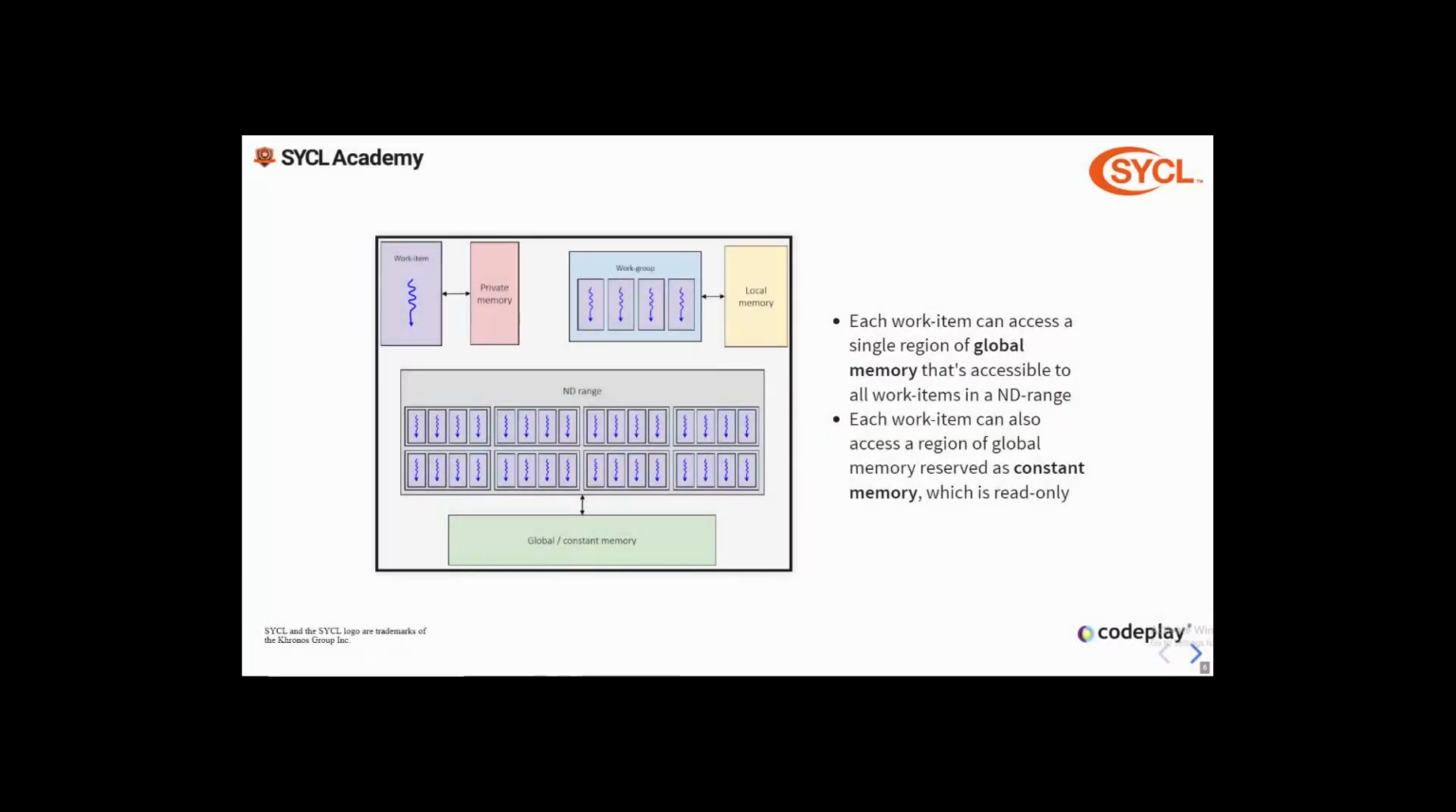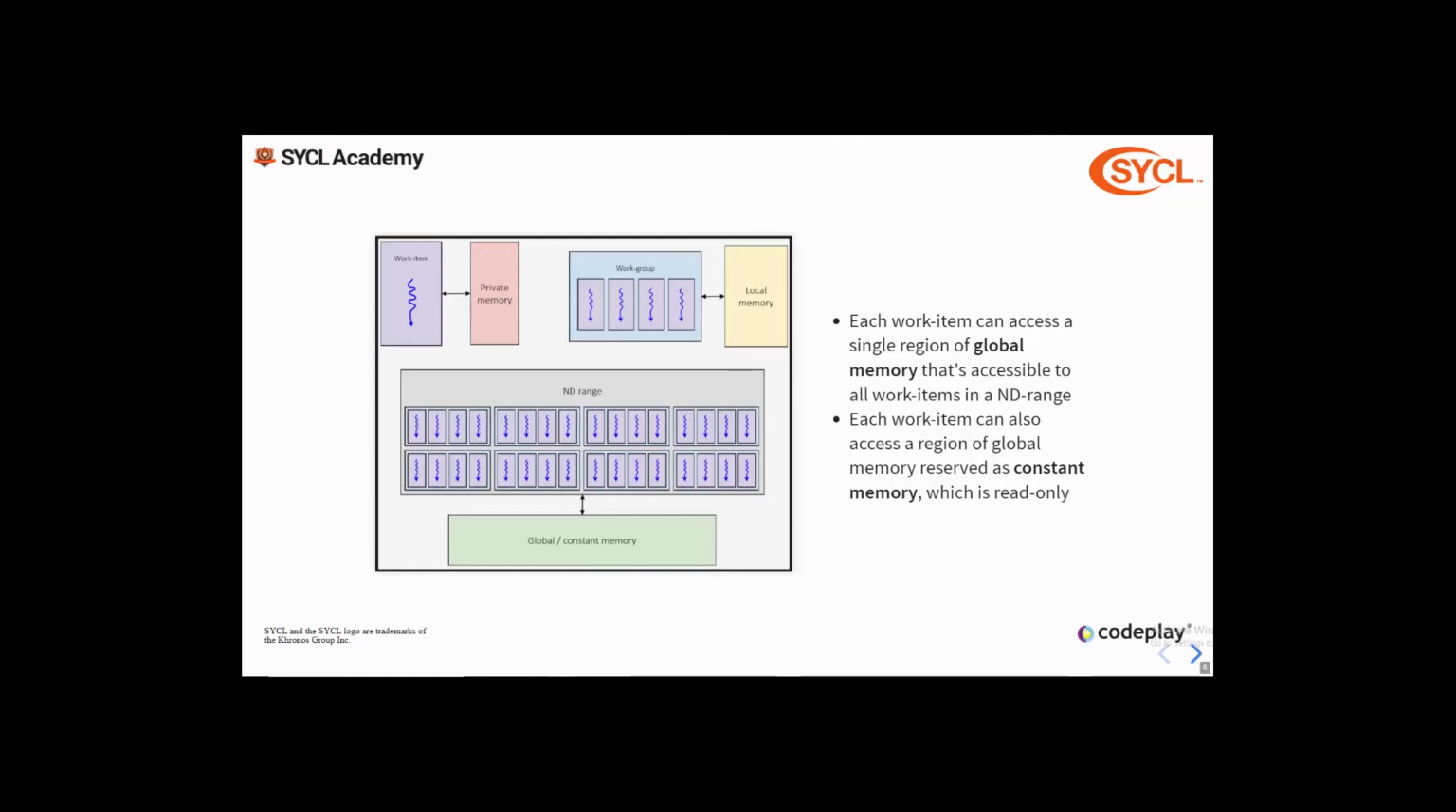Finally we had the ND range. Each work item can also access a single region of memory called global memory. Global memory is accessible to all work items in the ND range. It is also the only way to communicate data in and out of kernels, except for constants.